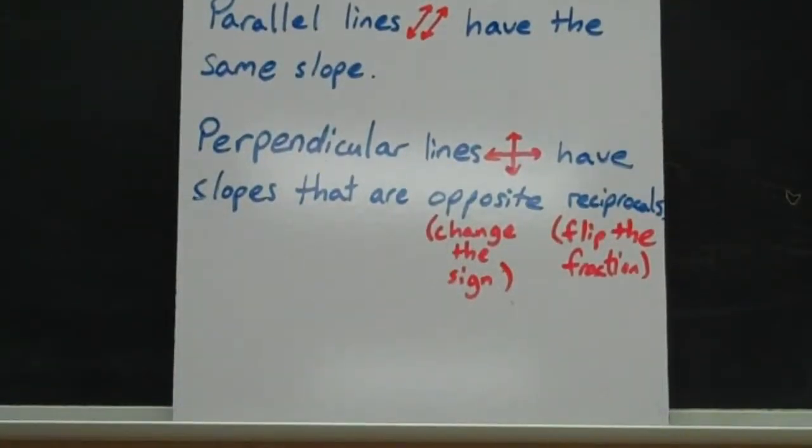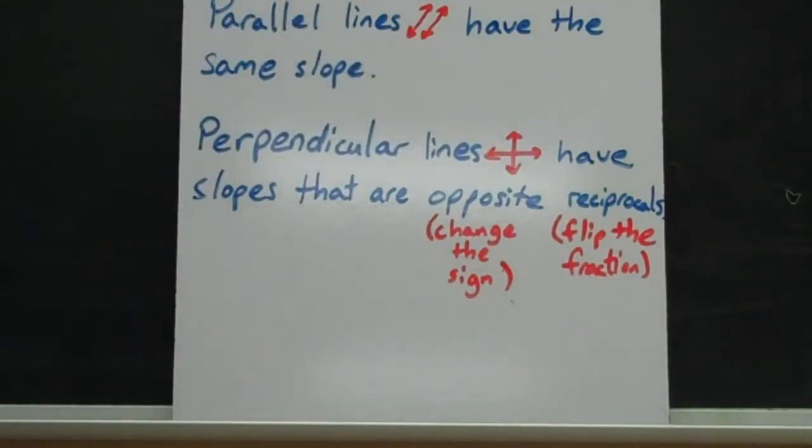This is our lesson on parallel and perpendicular lines. To begin with, just a little definition of each one. Parallel lines look like this. They will never intersect with one another. And parallel lines have the same slope. They grow at the same rate. That's why they never intersect with each other.